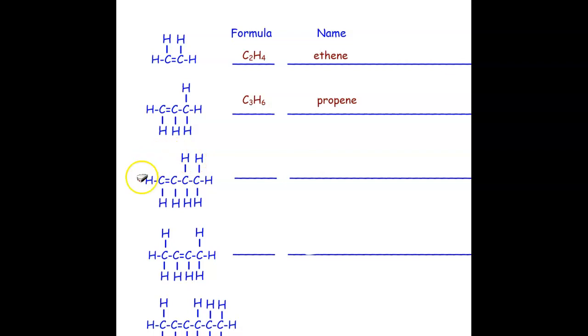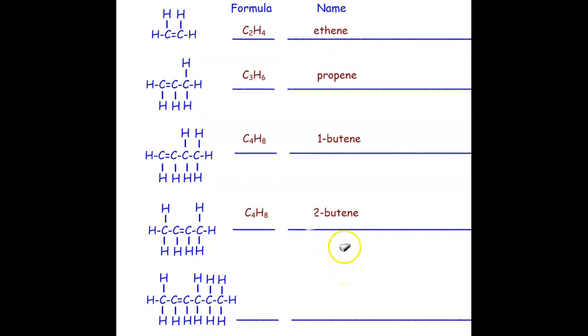There are 2 different choices for where to put the double bond, and the names reflect that. We use a number before the name, so the double bond between carbons 1 and 2 is 1 dash, and between carbons 2 and 3 is 2 dash. We can differentiate between these two molecules because their names are 1-butene and 2-butene. So now we have 2 molecules with the same molecular formula and different names and structures. We have 2 isomers.